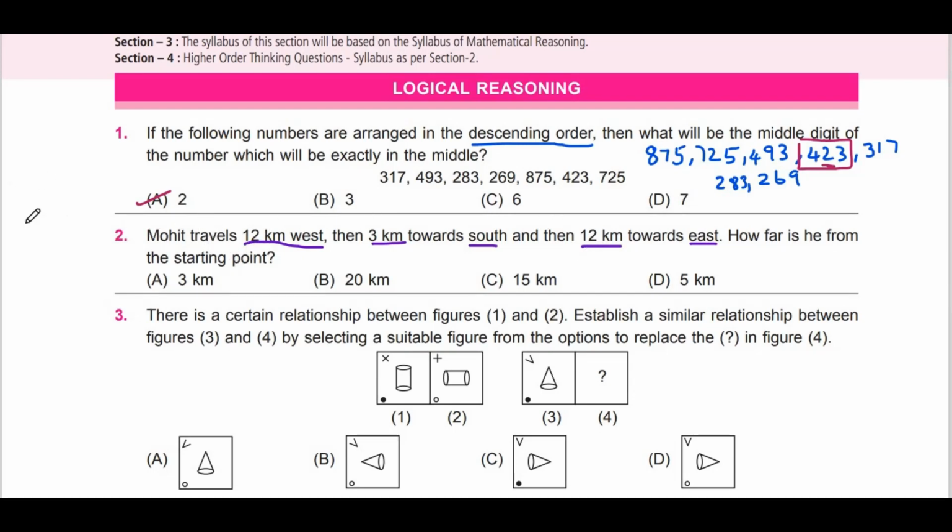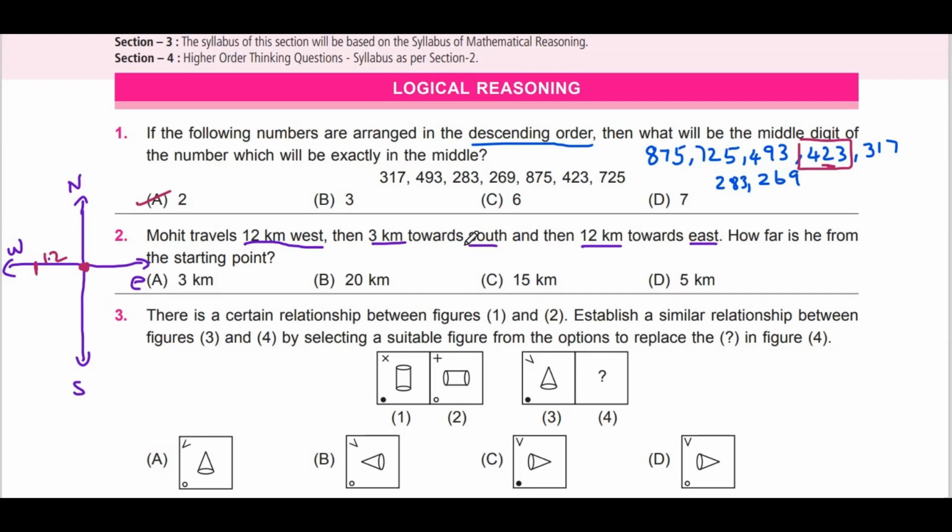So now they are asking how far is he from the starting point. So for that we have to first mark the north, south, east, west. So now I have drawn the figure here, the north, south, east and west. So let's mark Mohit at the center. So Mohit is standing here in the pink dot. And first he is going to travel 12 kilometers to the west. So this is the west part. So he is going 12 kilometers. Let me mark 12 here. So this is 12 kilometers towards the west.